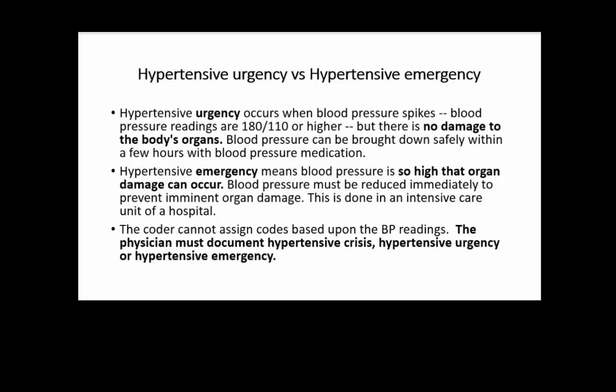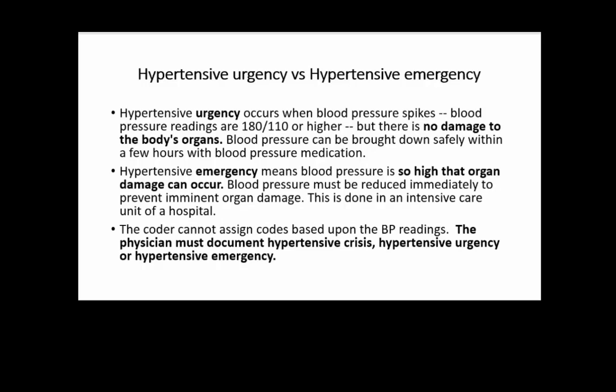Just as a reminder, the coder cannot assign codes based upon the blood pressure readings. Let's say the physician says the patient's hypertensive, and you see a 180 over 110 or 120, and you think, oh, I'm going to code hypertensive urgency. You can't do that. The physician has to document whether it's hypertensive crisis, hypertensive urgency, or hypertensive emergency.